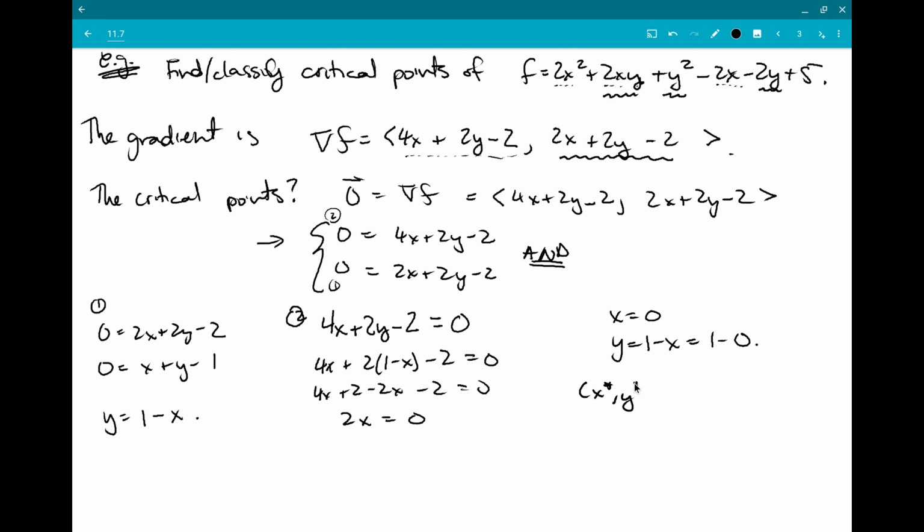So I only found one point. x star, y star is equal to 0, 1. And that's a critical point. That's something that might be a maximum or a minimum, but I need to classify it before I know more. And I'm going to run out of space, so I'll go ahead and move this over to the next page. So I care about the point 0, 1.